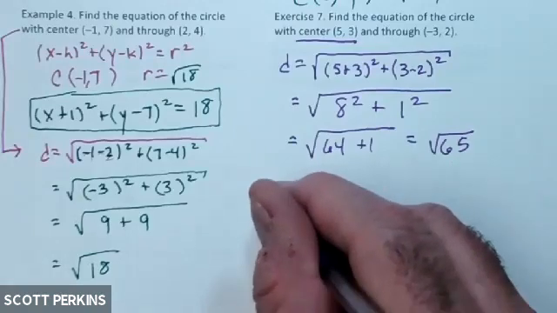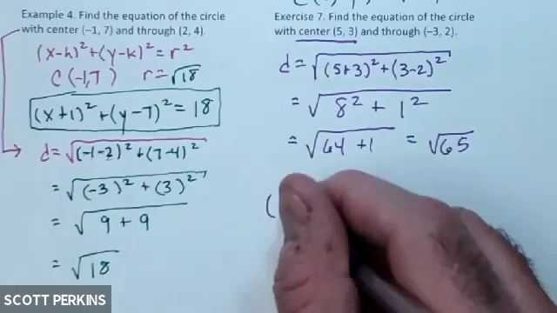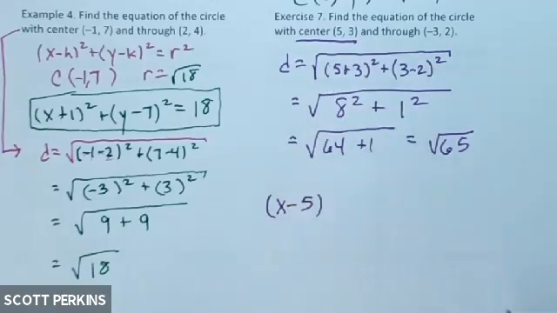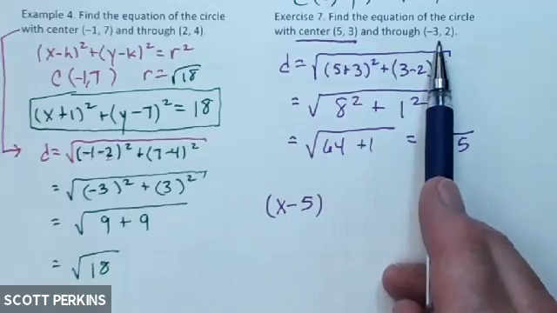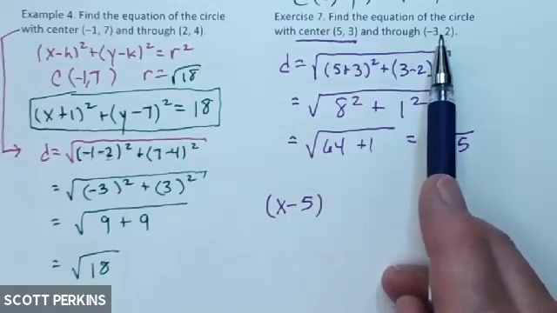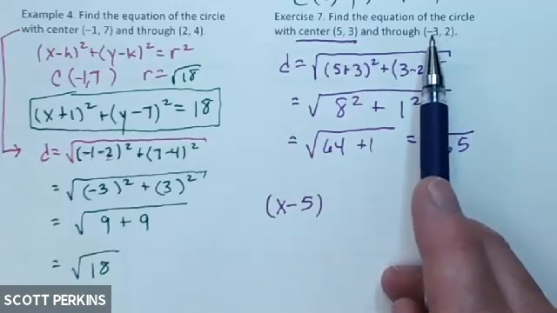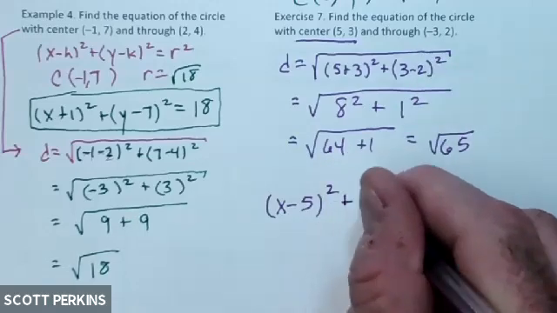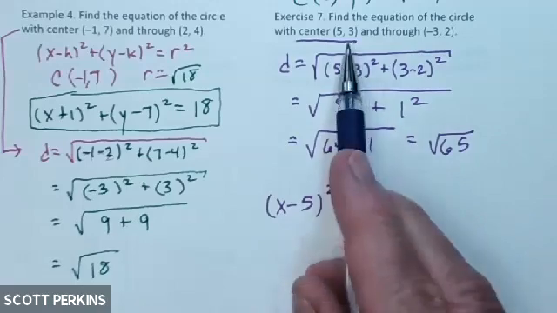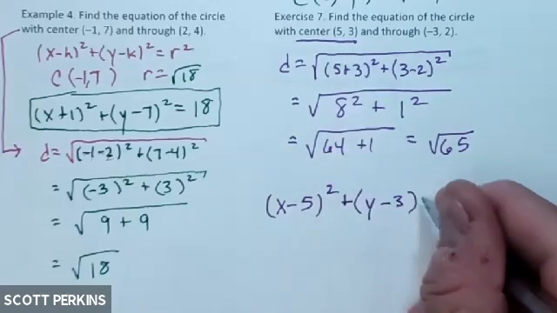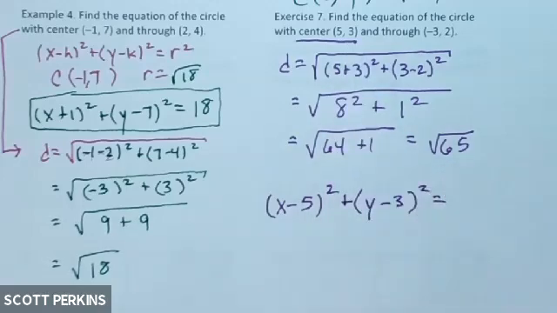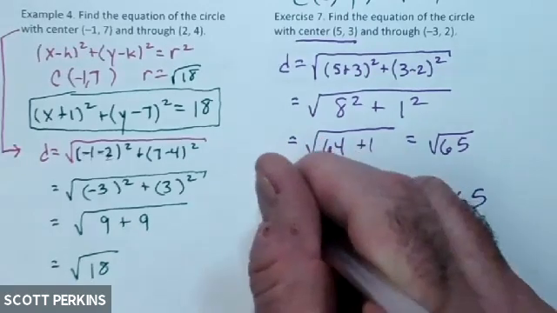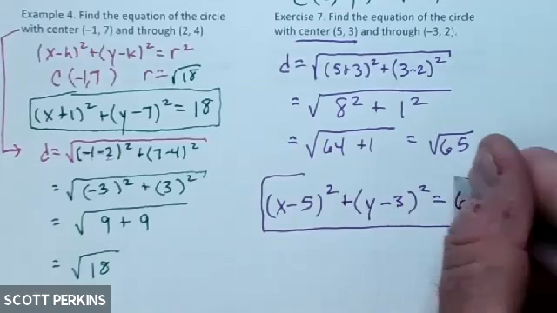My formula for my circle is x minus the x coordinate of the center, which is 5. Make sure you're using the center. This point over here has nothing to do with the center now, so we've already used it. We can dispose of that. So x minus 5 squared, and then y minus 3 is the y coordinate of the center, and then the square root of 65 squared is 65, and there is my equation of the circle.